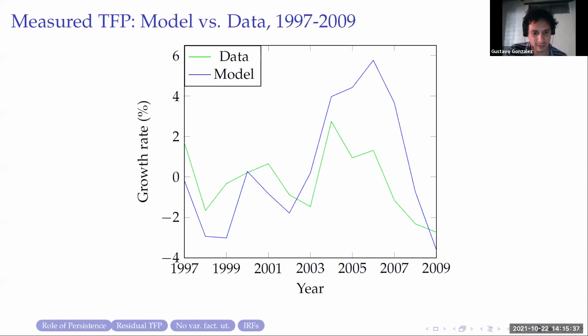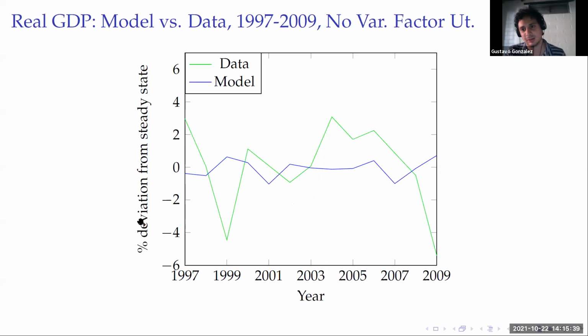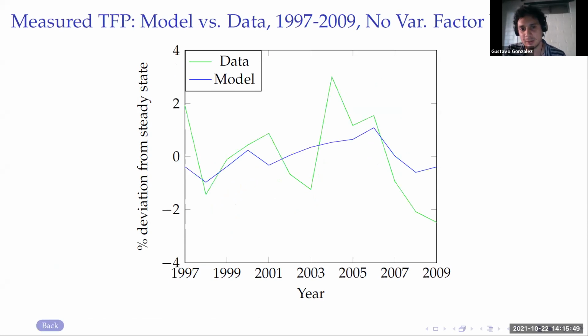Yeah, I have those results here. Basically, this is running the model without variable factor utilization. And this is for TFP. For TFP, it's a bit less clear, but you still see that it's less volatile. Okay, that's the one that I was interested in. Okay, thank you. You're welcome.